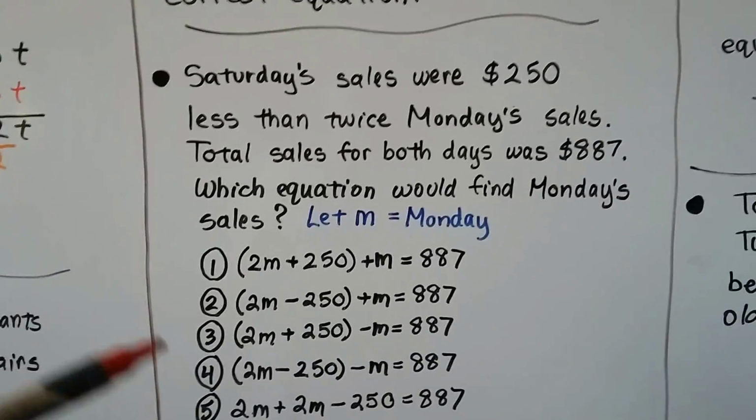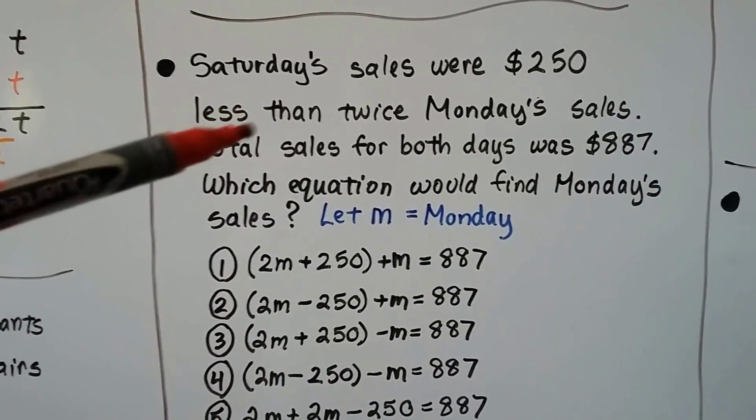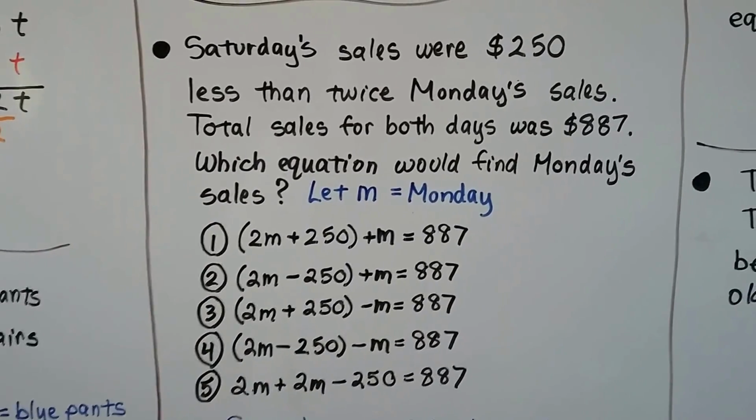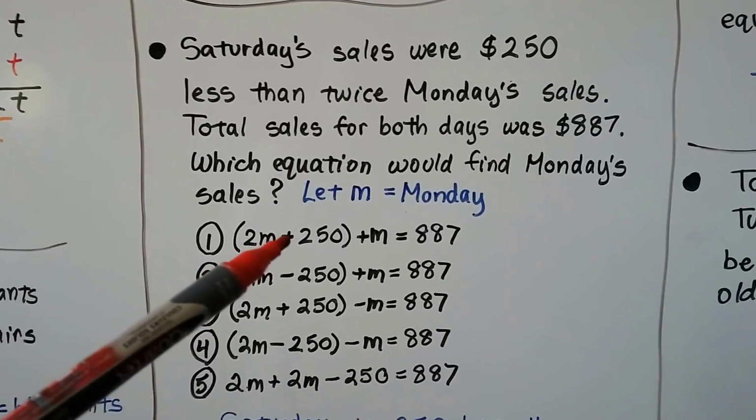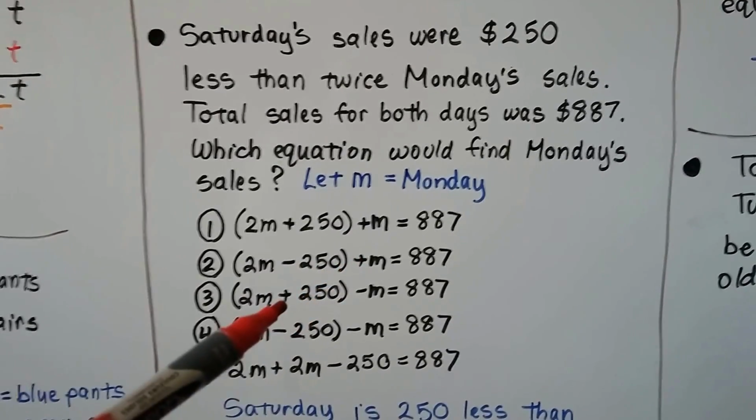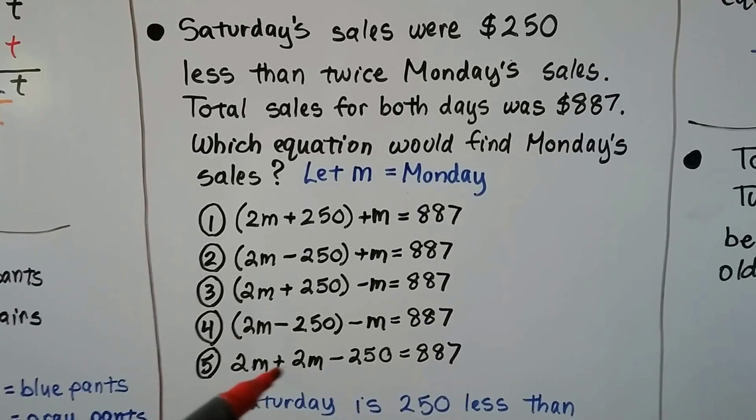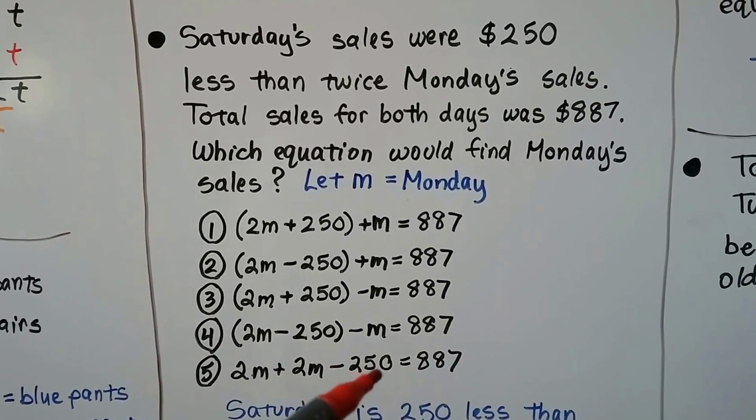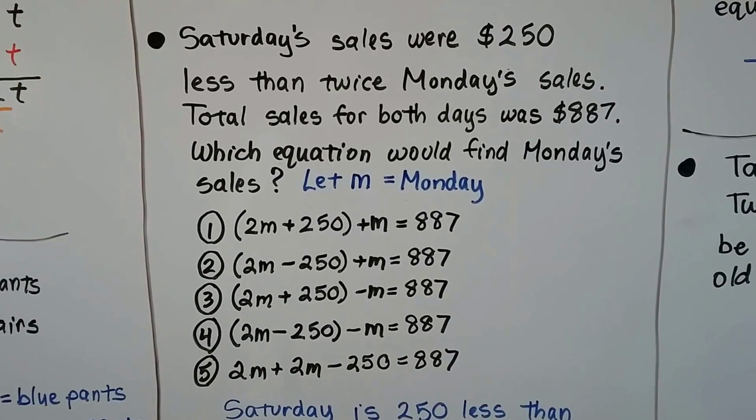So here are our choices. Which one of these equations fits this word problem? They all look so alike, don't they? But you have to look at them very carefully. This one says plus 250 plus M. This one says minus 250 plus M. This is a plus and then a minus. This is a minus and a minus. And this is adding 2M plus 2M minus 250. See? So they are all different. We just need to figure out which one is the correct one.